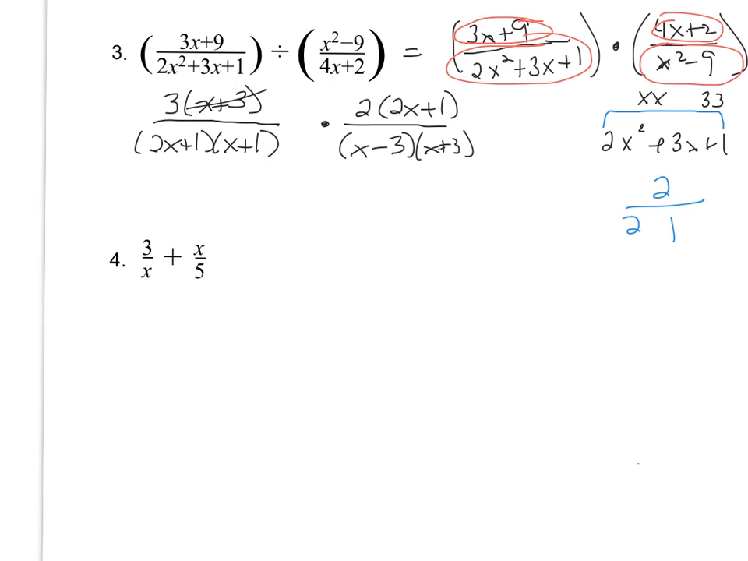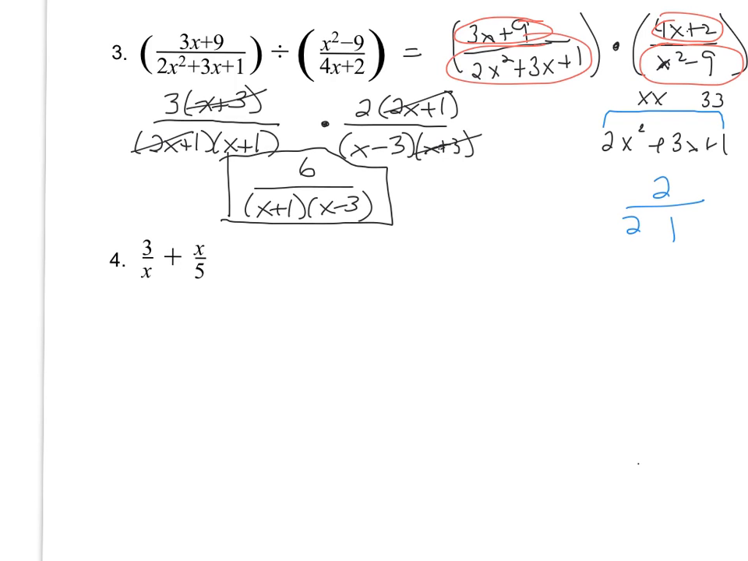So now I can cross out these x plus 3's. I can cancel out these 2x plus 1's. So on the top, I'm left with 3 times 2, which is 6. And on the bottom, I'm left with x plus 1 and x minus 3. Okay, so that's a little bit about multiplying, dividing, simplifying.